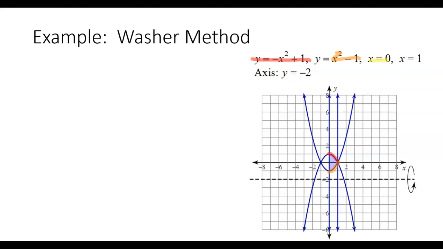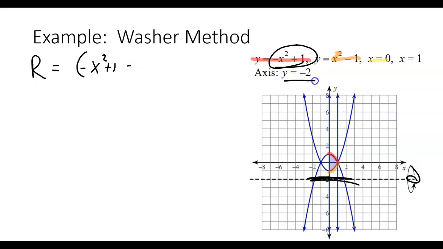So here we go. Step 1, you want to find your big radius. Which function, the red one or the orange one, is farthest away from the axis? The red one's farther away. So that's this guy. So it's negative x squared plus 1 minus the axis, which is negative 2. Which means we could simplify that to be 3.